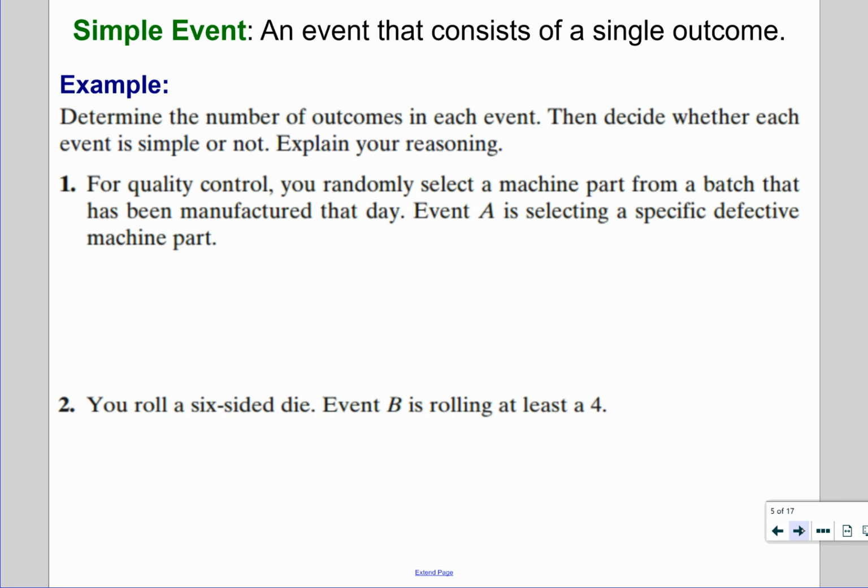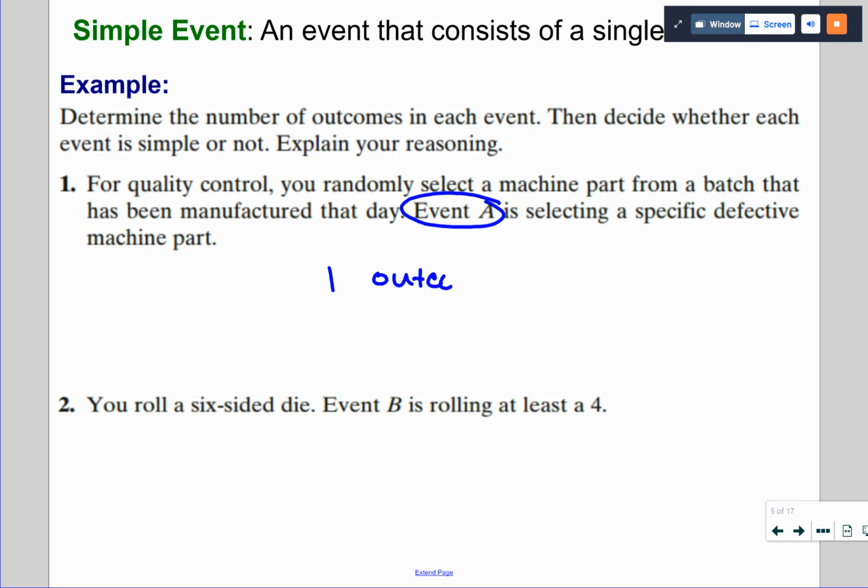Okay, so first one says, for quality control, you randomly select a machine part from a batch that has been manufactured that day. Okay, now what we want to focus on is the event itself. We want to know how many outcomes are within that event. In that event, we are selecting a specific defective machine part. Okay, so it might be like a defective belt, maybe, is what we're looking for in the machine. So that is one outcome only. One thing is happening. Okay, one outcome. It either happens, we select that specific machine part, or we don't. And therefore, it is an example of a simple event.